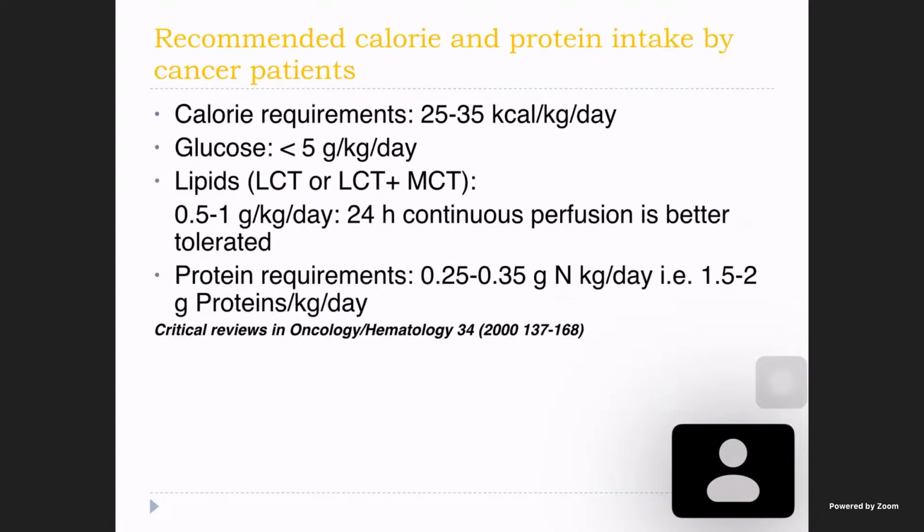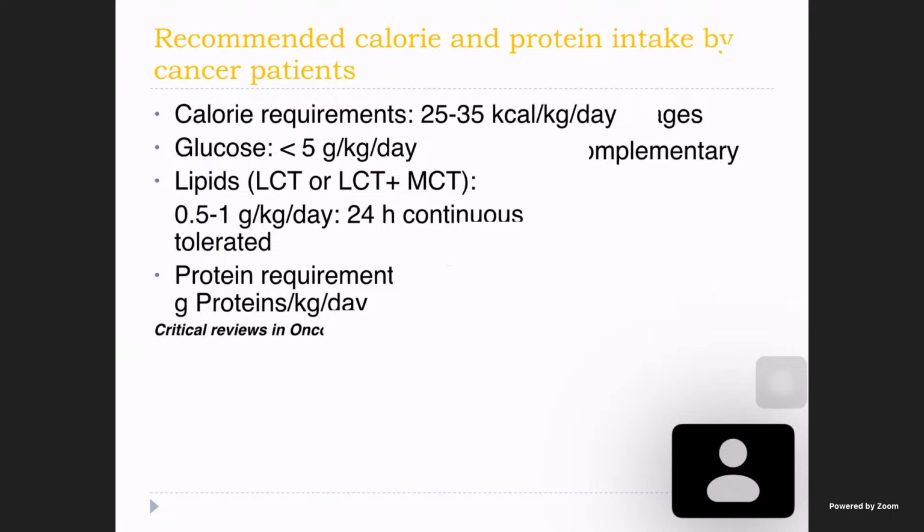So the recommended calorie and protein intake for cancer patients: the calorie requirement is 25 to 35 kilocalories per kg per day, of which lipid, glucose, carbohydrates should come from less than 5 grams per kg per day, and the protein requirement is 1.5 to 2 grams of protein per kg per day.